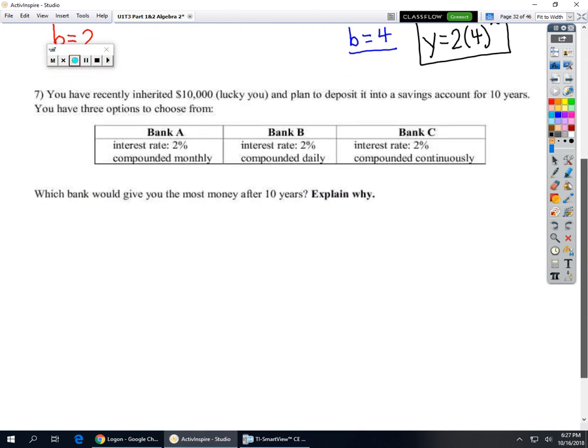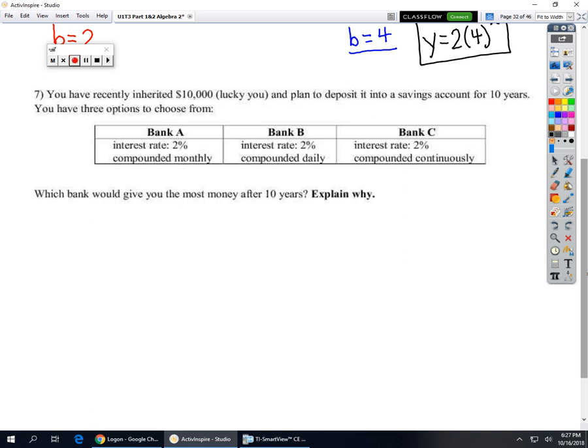All right, moving to the last one. You have recently inherited $10,000, lucky you, and plan to deposit it into a savings account for 10 years. You have 3 options to choose from: Bank A, Bank B, Bank C. And you want to know which bank gives you the most money after 10 years.